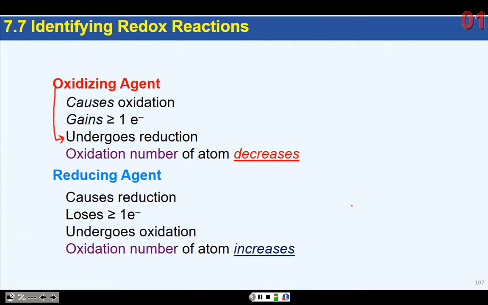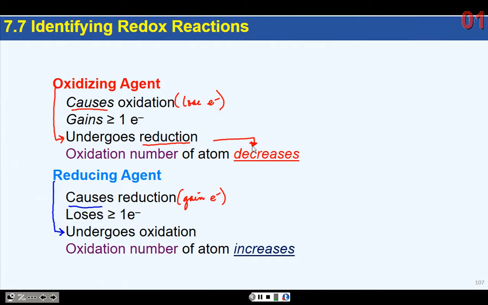So something that gets reduced has a decrease of its oxidation number from the start to the finish in a reaction. The reducing agent is something that causes reduction, and just like the oxidizing agent causes oxidation, but reduction means gaining electrons, right? And oxidation means losing electrons. And so if you're an oxidizing agent, it is able to gain or pick up electrons from something. A reducing agent, by contrast, causes reduction. Therefore, it has to be able to lose electrons, at least one. And so the reducing agent is that substance which undergoes oxidation.